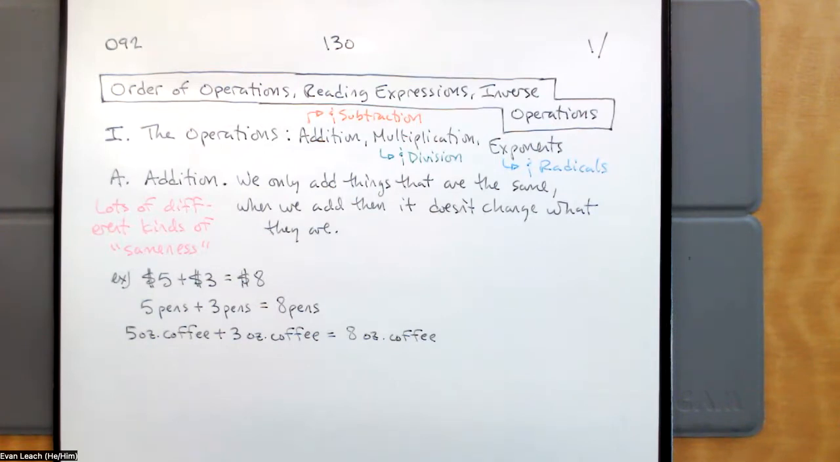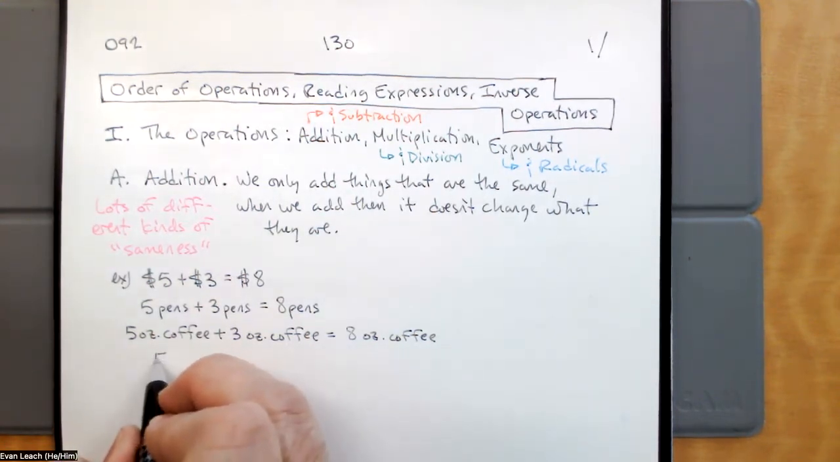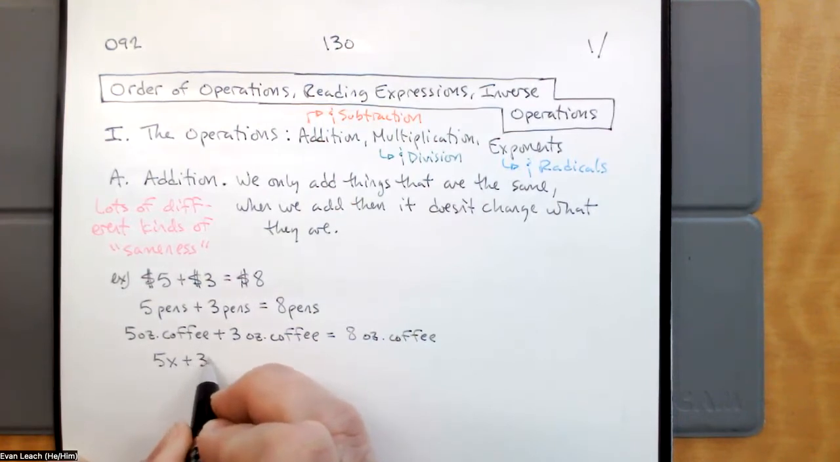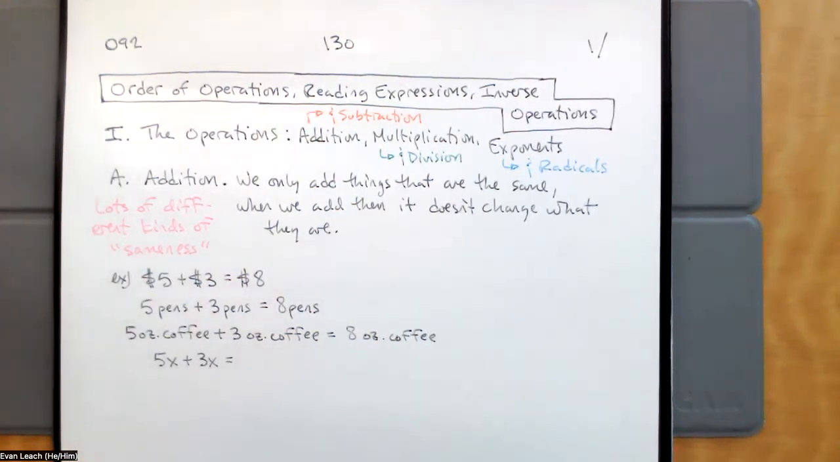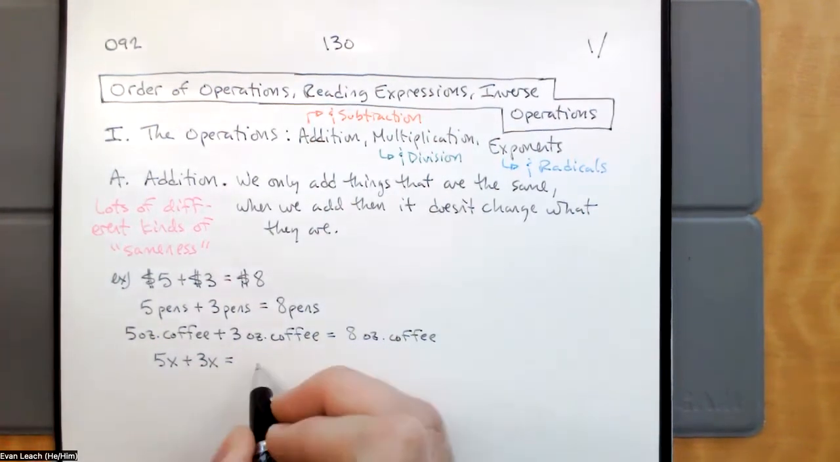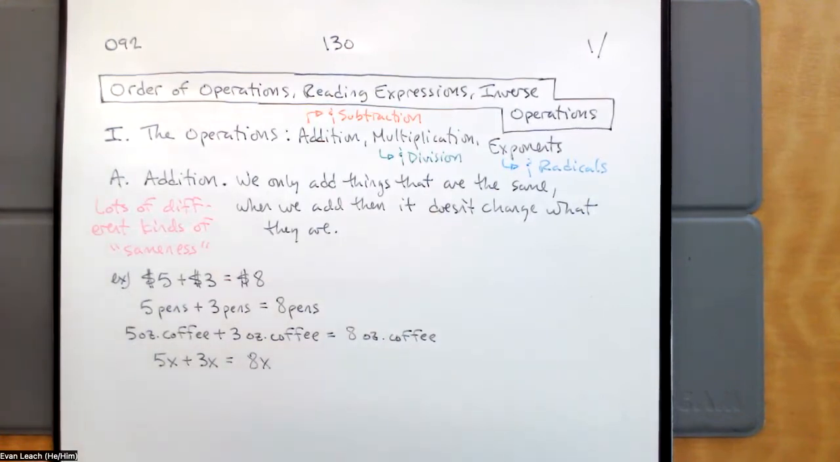This happens in a lot of ways that become more confusing because it becomes less real. The more abstraction we place, the less real something might become. But this is how we deal with expressions in algebra. If I have 5x and I'll add 3x, what do we end up with? 8x. I can add these because they're the same. They're both x. And when I add them, it doesn't change what they are. 5x plus 3x is 8x.